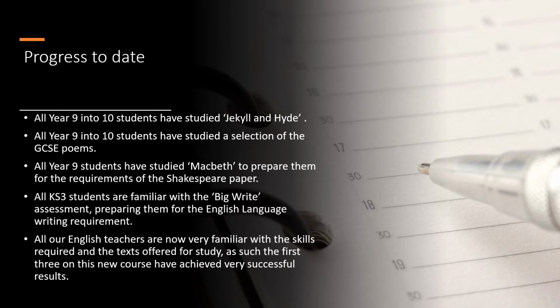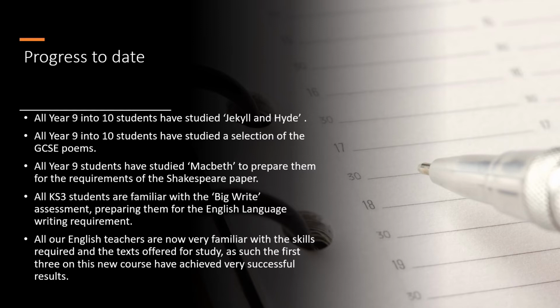So what have we done to this point in preparation for GCSE? Well, all Year 9 into 10 students have studied the 19th century novel Jekyll and Hyde for its characterisation, its plot and its structure. And we will be revisiting this on the GCSE course in preparation for passing the exam style question.